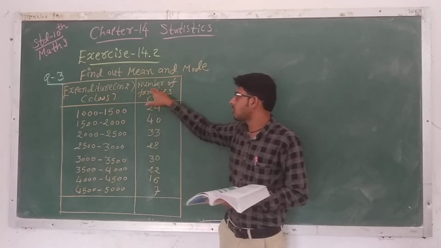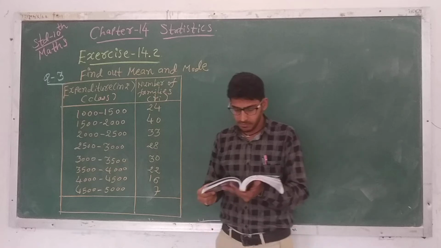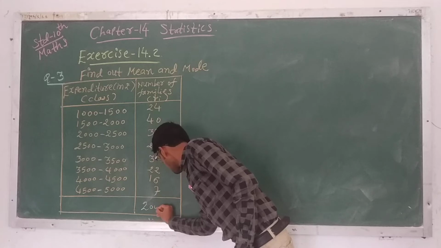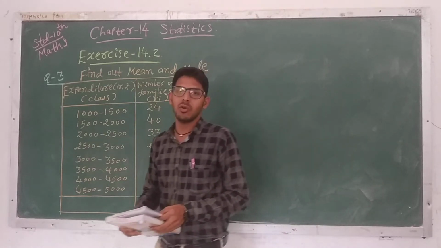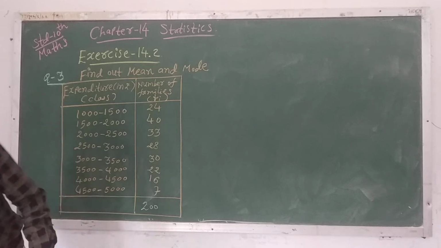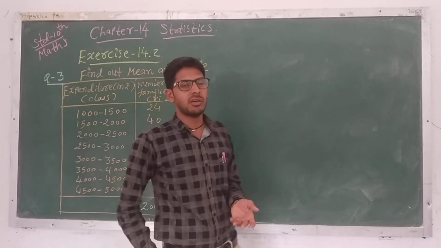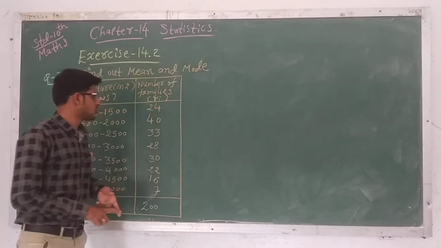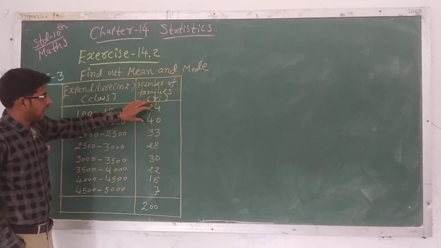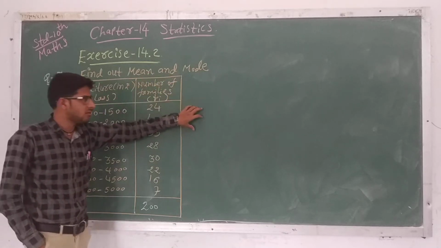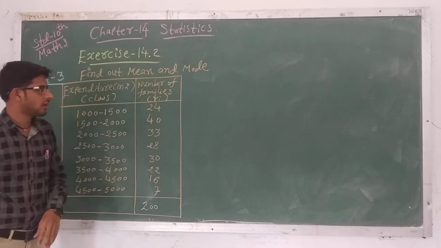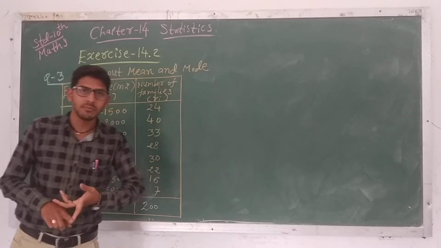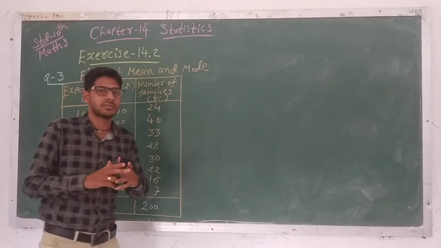Here monthly expenditure and number of families are given. Here total number of families are 200, so here we have to write down 200. First of all we have to find mean of given data. Again I will repeat, for finding mean there will be total 3 methods. First method will be a direct method. We use the direct method where the values of fi and xi are small. Here the value of fi will be large, so we have to apply the assumed mean method or step deviation method. So we have to apply the step deviation method.